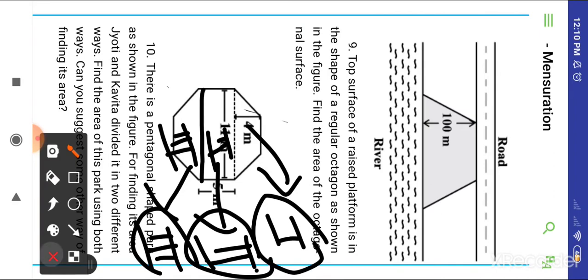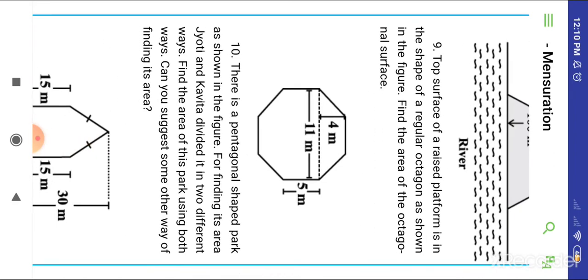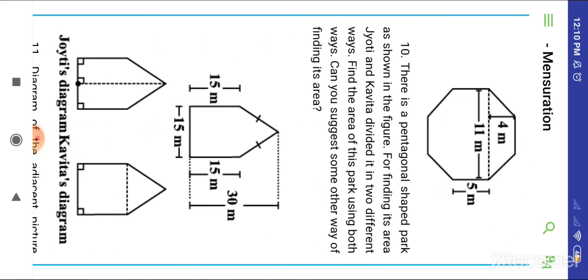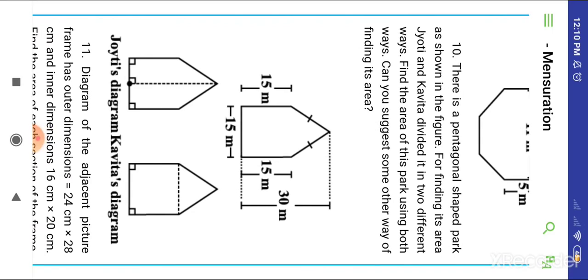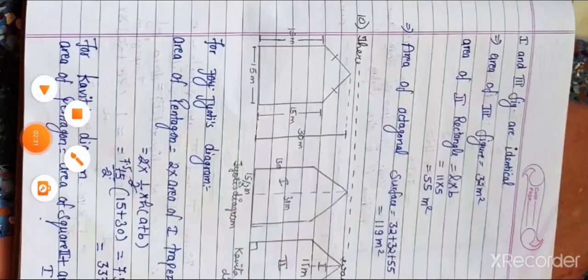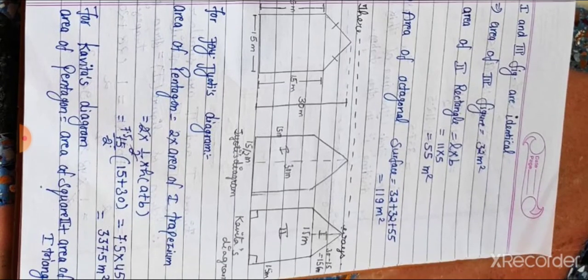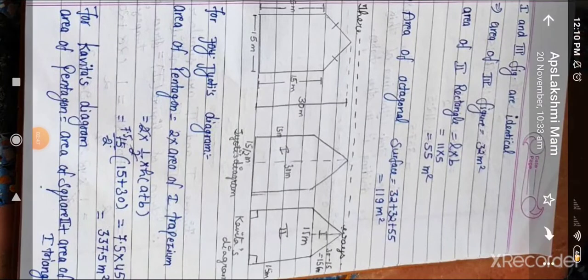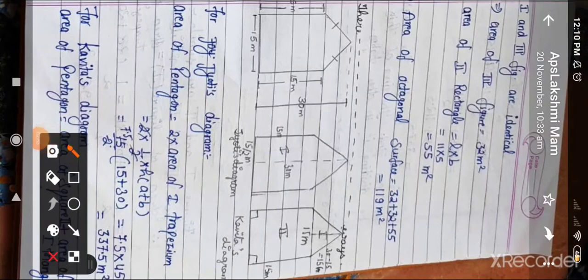The next question is: there is a pentagonal shaped park as shown in the figure. For finding its area, Jyoti and Kavita divide it in two different ways. Find the area of this park using both ways. Can you suggest some other way of finding its area? It is clear from the diagram that Jyoti divides this figure into two trapezium shaped figures. So first we find the area of a trapezium and then we multiply it by 2. So after multiplication, the area of the pentagon is 37.5 meters square.